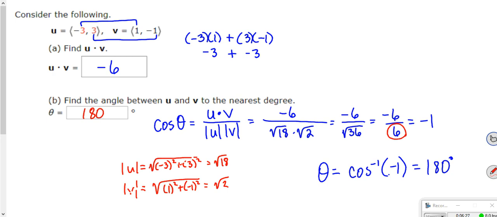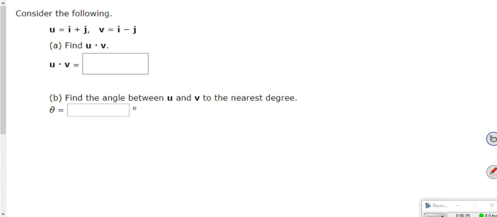Next one. Again, we're talking dot products. Whether you name the vectors in terms of i and j, or whether you name the vectors and put them between the little brackets, it doesn't matter. You're still taking the product of the i position and adding that to the product of the j position. So we have 1 times 1 plus 1 times negative 1. So 1 plus a negative 1 gives me a big fat 0.